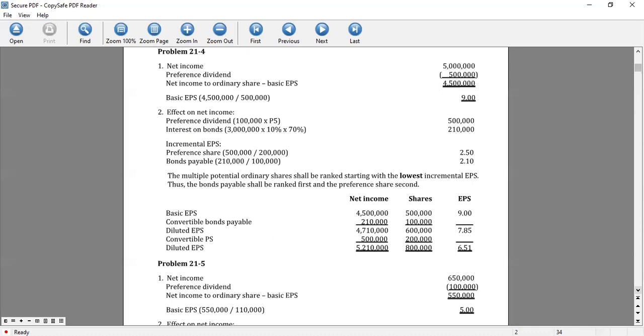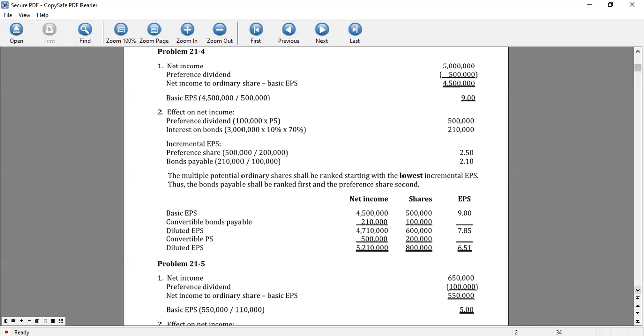If the preferred stock will be converted, you will be avoiding the 500,000 of dividends. So you have to add this back to net income. Now if converted, these preference shares will be converted into 200,000 ordinary shares. So we have 800,000. Now for the earnings per share, the initial is the basic, so that's 9 pesos.